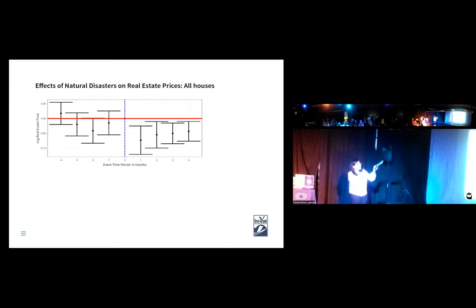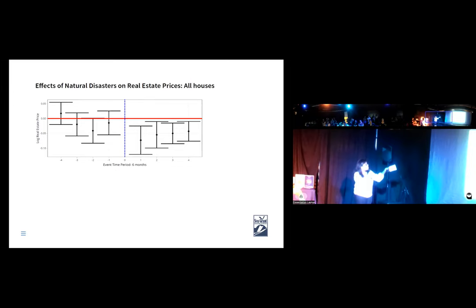On the left, as you can see, all the vertical bars touch the red line. That means that before the disaster, the treatment units and the control units were behaving in a similar manner. After the disaster, none of the vertical bars are touching the red line, so we can see there's a decline in home prices.